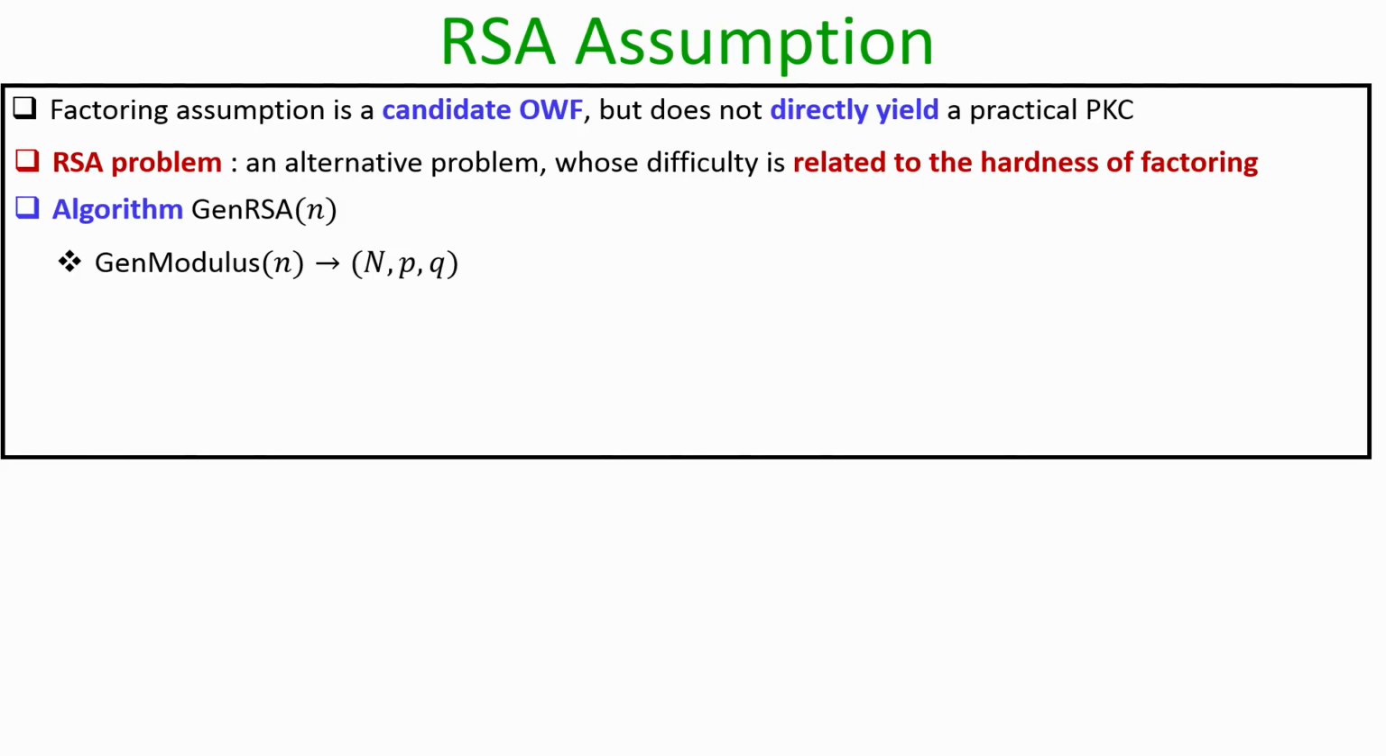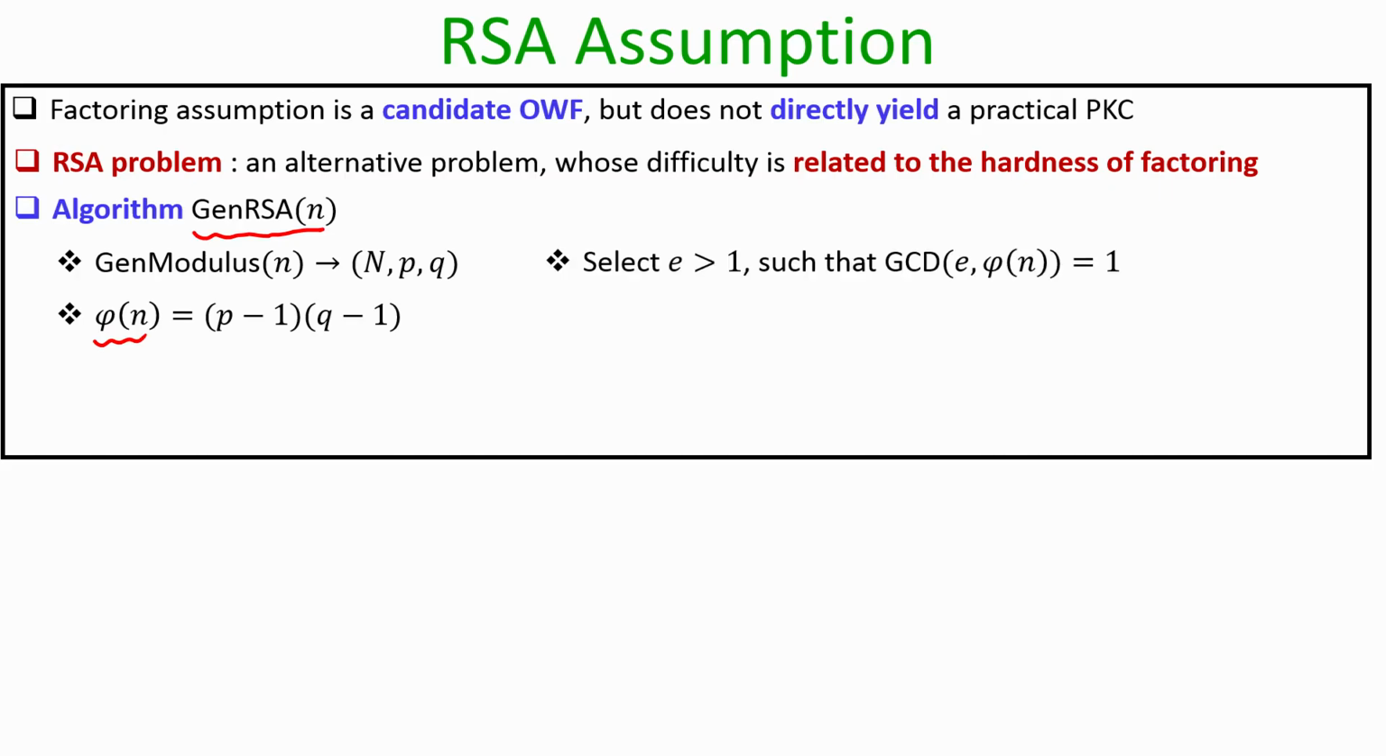So, this RSA problem is described with respect to another parameter generation algorithm which we call GenRSA. What this GenRSA algorithm does is it first runs the GenModulus algorithm and picks random primes p and q of size little n bits each and multiplies them to get the modulus big N. Now, it computes the value of phi(N), and it is computable because phi(N) is nothing but the product of p minus 1 and q minus 1. Then this GenRSA algorithm picks an exponent e such that e is relatively prime, or co-prime, to phi(N), and since e is co-prime to phi(N), by running the extended Euclid's algorithm the multiplicative inverse d of e modulo phi(N) is computed. And overall this GenRSA algorithm now outputs N, p, q, e and d.